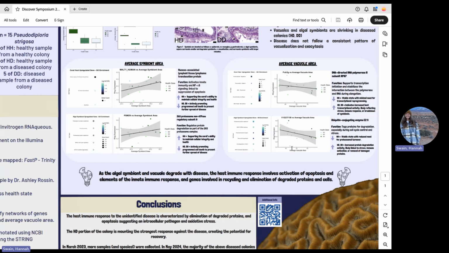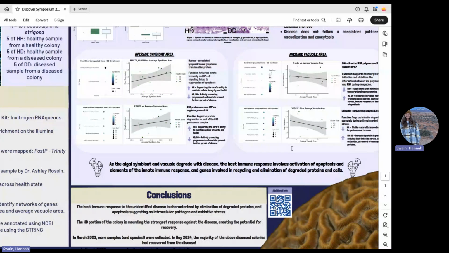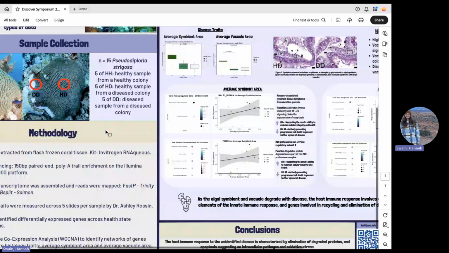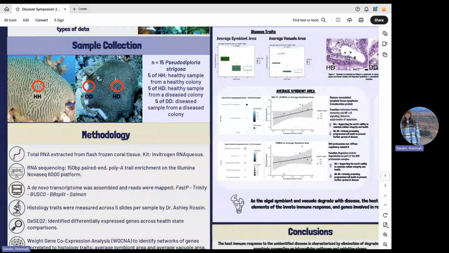Now, luckily, an interesting find is that we went to this coral reef 6 months later, and most of these diseased colonies actually had recovered. So another focus of my research is specifically looking at this HD portion of the colony to see what type of response this side of the colony is mounting, and is it strong enough to halt the disease from spreading?